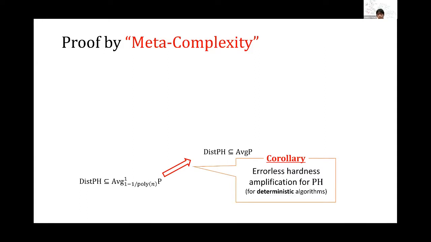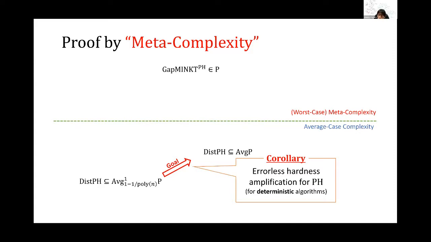This means that we can prove an errorless hardness amplification theorem for pH against deterministic algorithms. So I'm going to explain how we prove this. What's interesting about the proof is that the proof goes through the notion of metacomplexity.